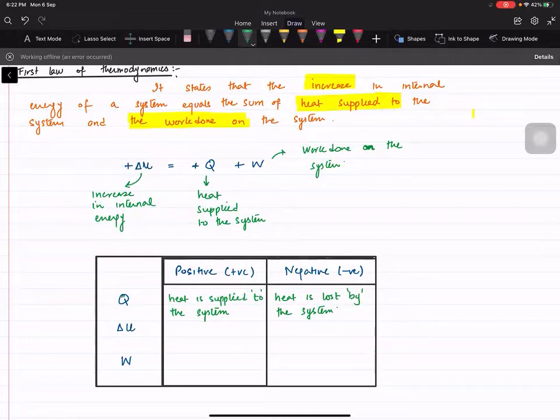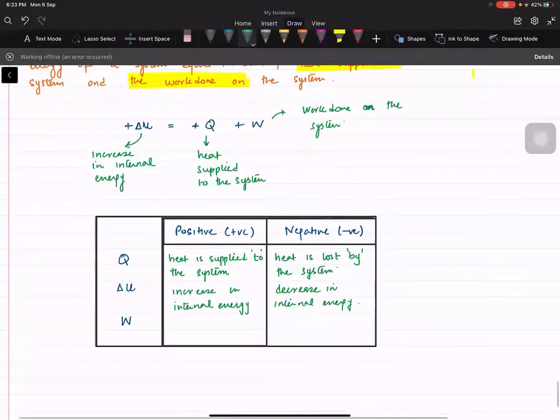Internal energy gets a positive sign when there is an increase in internal energy. Whatever it was before, if it increases, you say positive. And negative when there is a decrease in internal energy. For work, when do we put a positive sign? When it is written work done on the system.